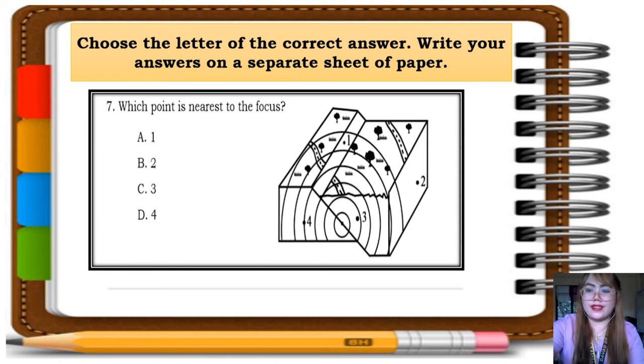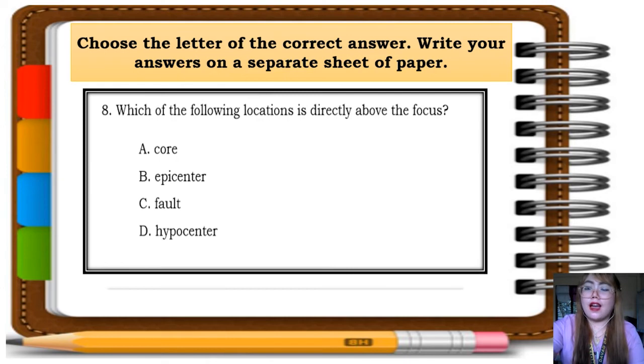Number 7. Which point is nearest to the focus? A. 1, B. 2, C. 3, D. 4. Number 8. Which of the following locations is directly above the focus? A. Core, B. Epicenter, C. Fault, D. Hypocenter.